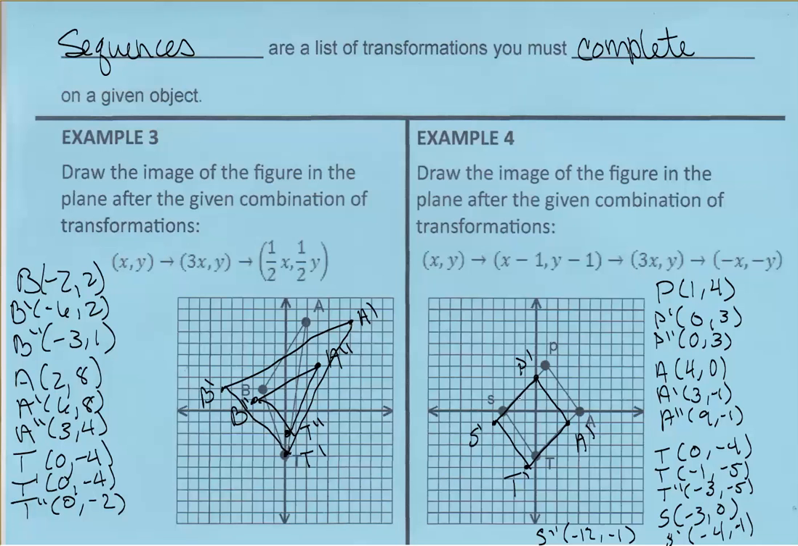So, P double prime is at 0, 3, stays in the same spot. A double prime is 9, negative 1. T double prime is negative 3, negative 1, 2, 3, 4, 5. And then my S double prime is at negative 12, negative 1, which would be about right there.